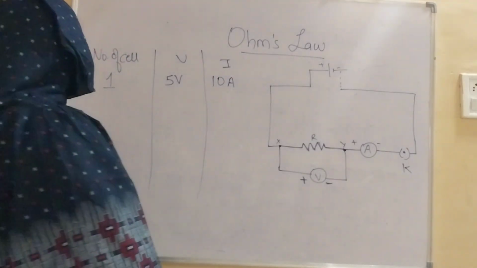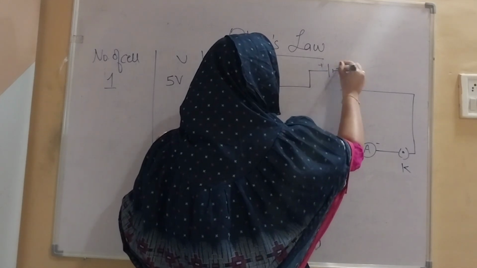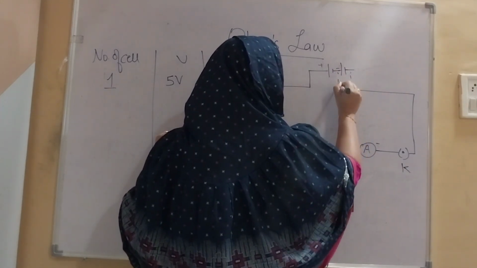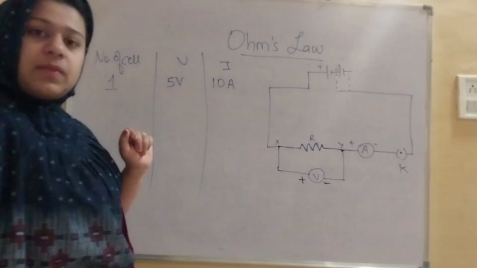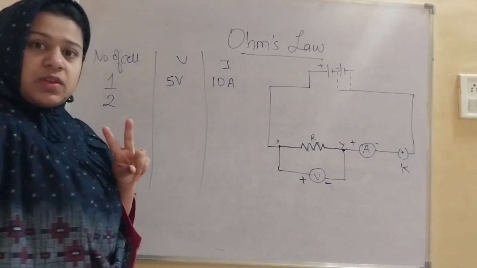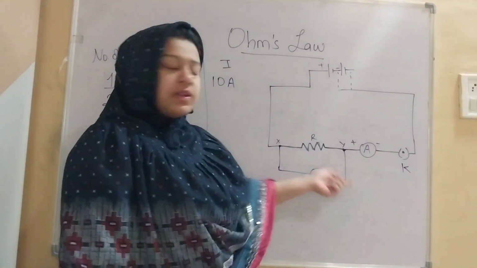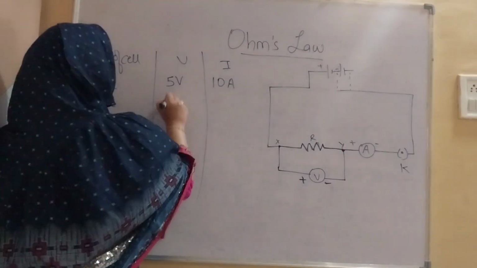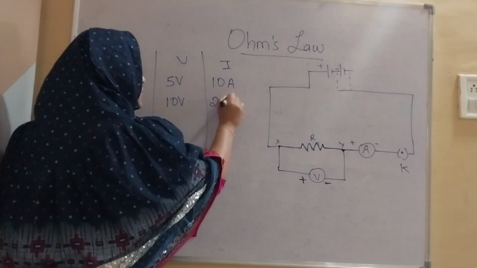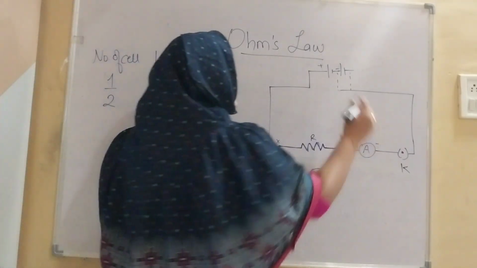Okay, now what we do is we add one more cell to this. Now number of cells are 2. Now we note the reading for the voltmeter and the ammeter. Say now the reading for the voltmeter was 10 volt and the reading for the ammeter was 20 ampere.